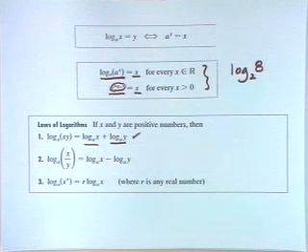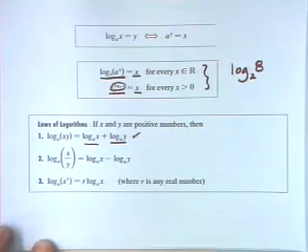Why are we adding logs, adding exponents? Because we are doing what to the numbers they represent? We're multiplying them. We're multiplying x and y. Therefore, we can add their exponents. Doesn't that also make sense here?